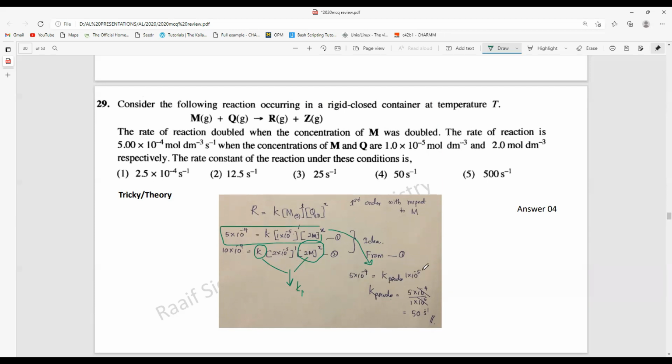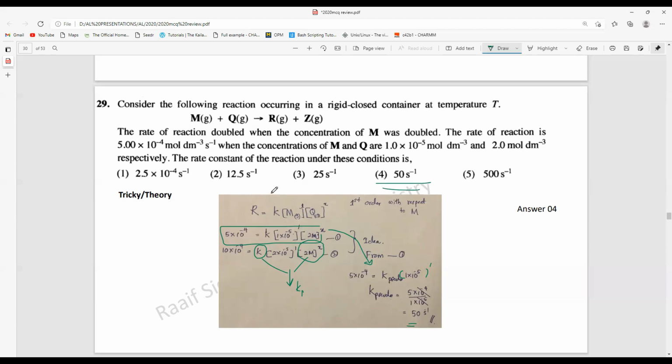Here there should be a power 1, but we don't need to put it because we already know the order is 1. So this K pseudo will be 5 into 10 to the power minus 4 divided by 1 into 10 to the power minus 5, which gives you 50 per second. So this is the correct answer, the fourth answer.